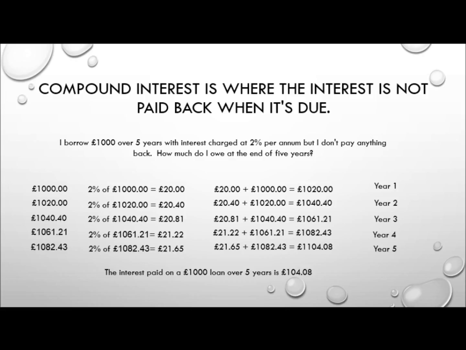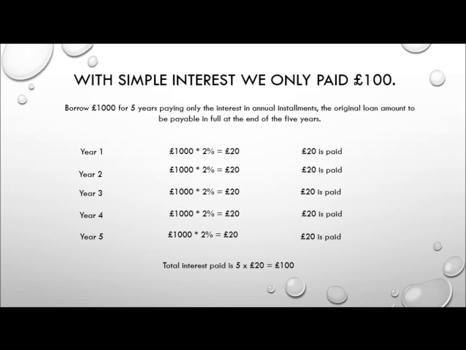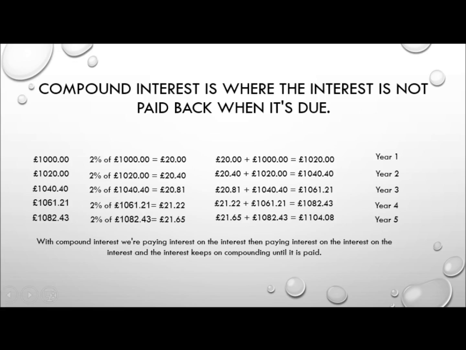£1,104.08. So the difference between simple interest and compound interest is that with simple interest, the interest is paid off as it becomes due, so the actual amount owed doesn't change. So the interest is always calculated on the same amount. But with compound interest, you're paying interest on interest on interest, so the interest is compounding all the time, which is why it's called compound interest.